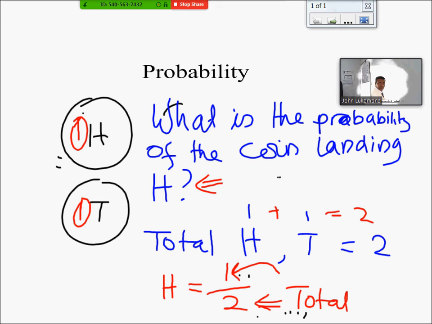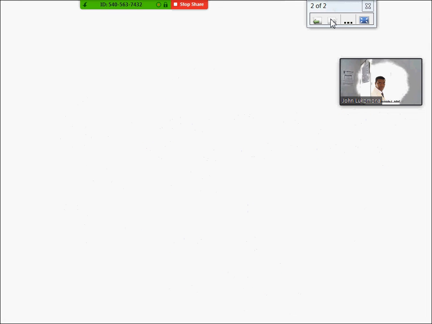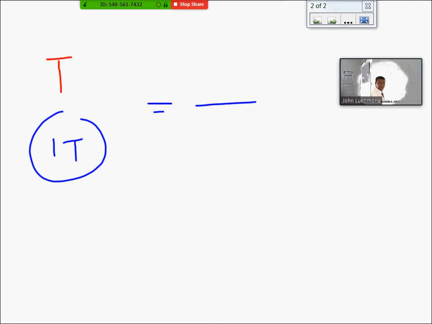If you go back to the table that we wrote before, this is the scenario that you find. Okay? So I'll just go to the next screen. So equally, what is the probability of landing a tails? Because there's only one T, and the total outcomes was 2, the probability is also half.